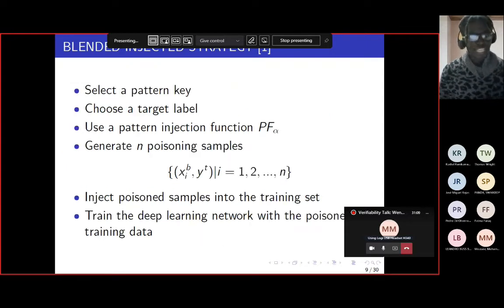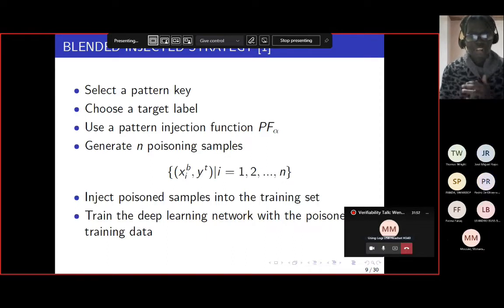For the blended injection strategy, again, you select a pattern key. This works best when you're dealing with an image of random noise or an arbitrary image, such as an image of a painting. You can select those as your pattern key. Then you choose a target label and you use a pattern injection function in order to create your backdoor instances. As you can see here, the pattern injection function depends on a hyperparameter, alpha, which is known as the blending ratio. So how much does the pattern key blend into your input sample?